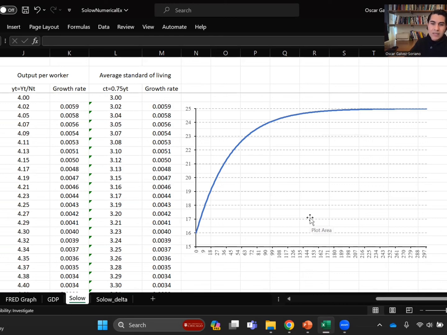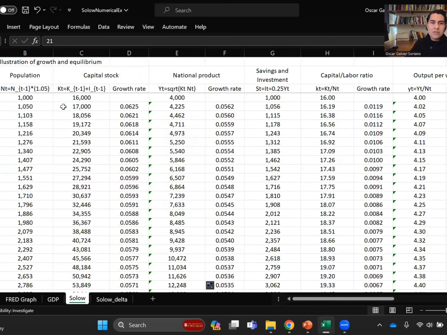So basically, that's it. Your job is to replicate this same example, but the only thing that you have to do is to modify column C here in order to include the depreciation rate.